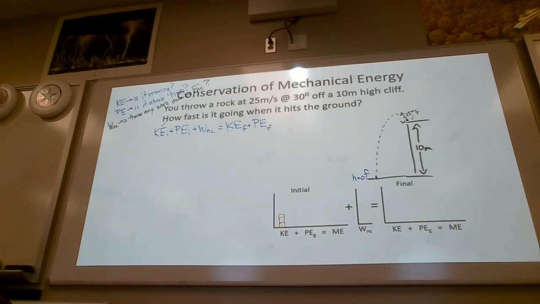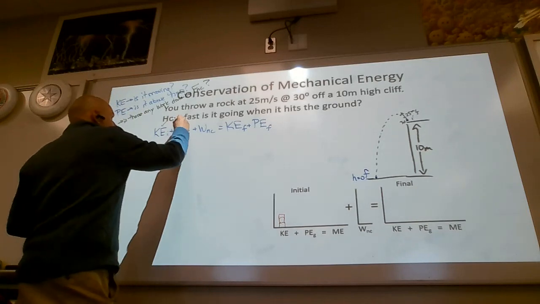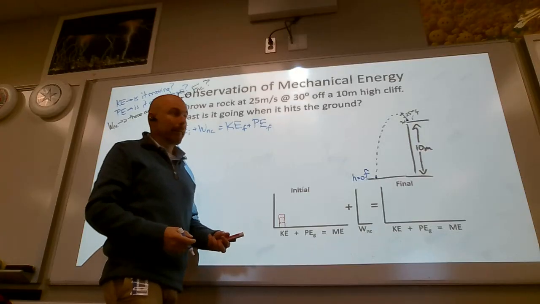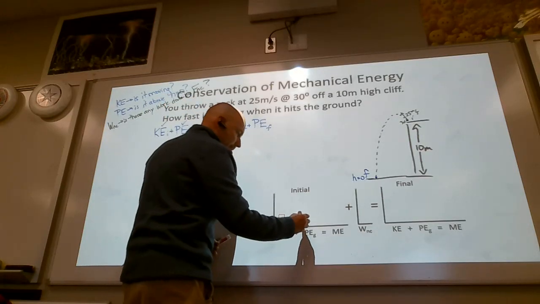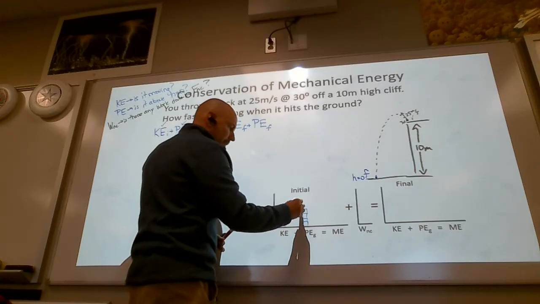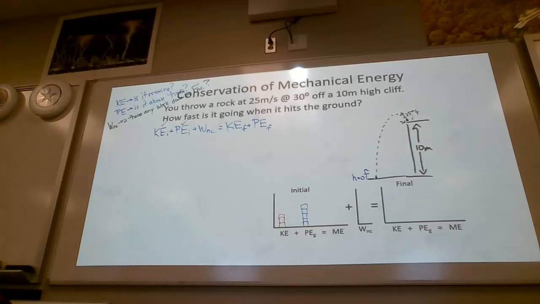Do we have gravitational potential energy initially? Yes. Why? We're above ground zero, so we have potential energy. How many pennies should I throw in there? I don't know. It's on top of a cliff. I'm going to give myself, I'll say 5. Okay, so how much money do I have in the bank?